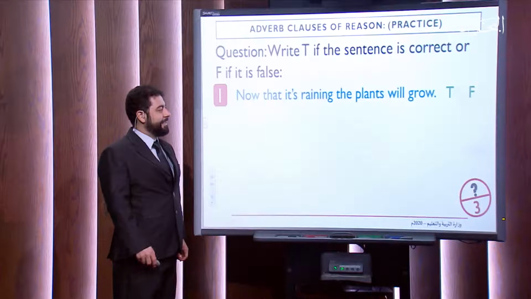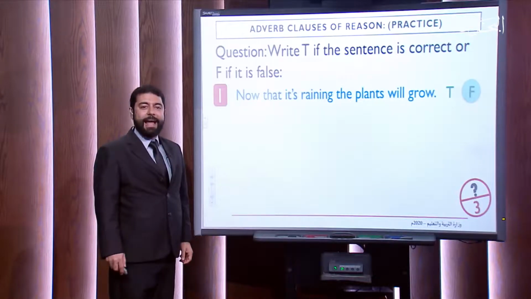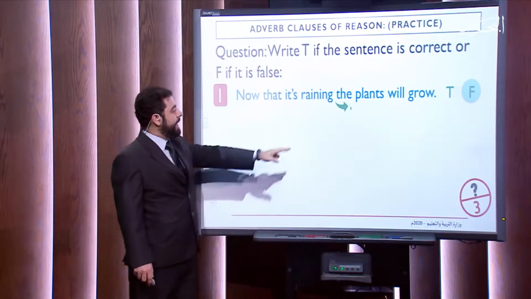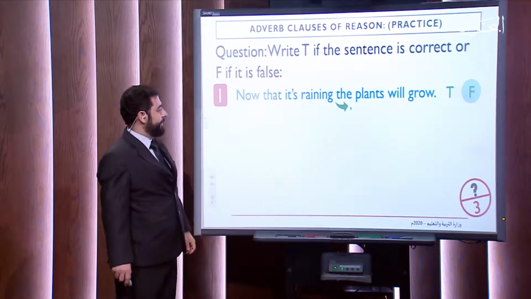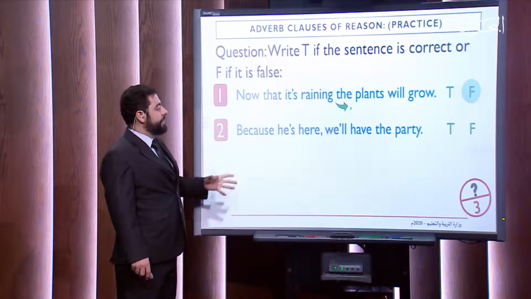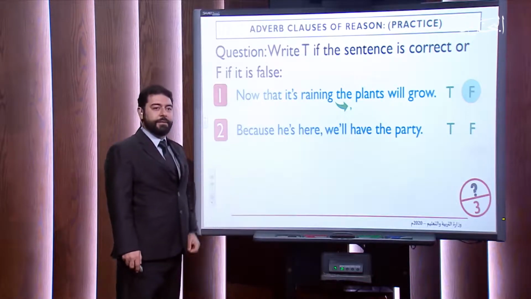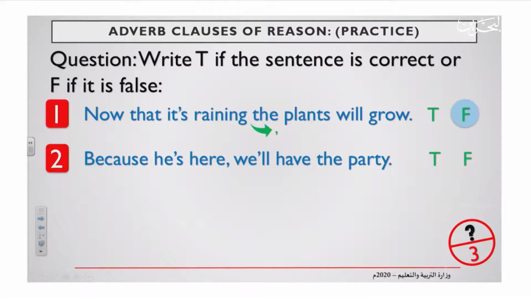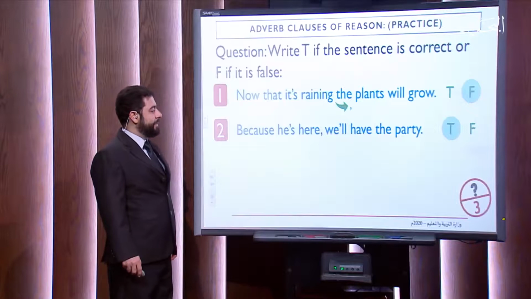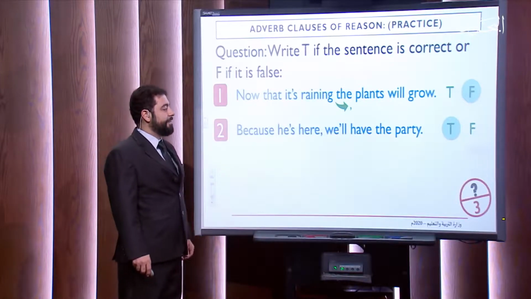Okay, let's check the answer. The answer is false. Why is that? You have to add a comma to make it right. All right, number 2. Because he's here, comma, we will have the party. True or false? 5 seconds. Let's check the answer. The answer is true, because he's here, we'll have the party.